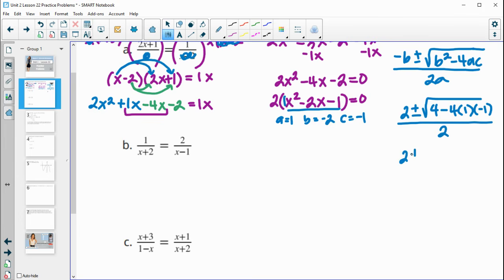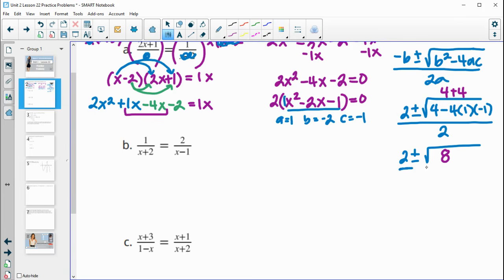So then we're going to have 2 plus or minus the square root. And then if we simplify this, this inner square root here is 4. And then negative 4 times 1 is negative 4, times negative 1 is plus 4. So then 4 plus 4 here is 8.